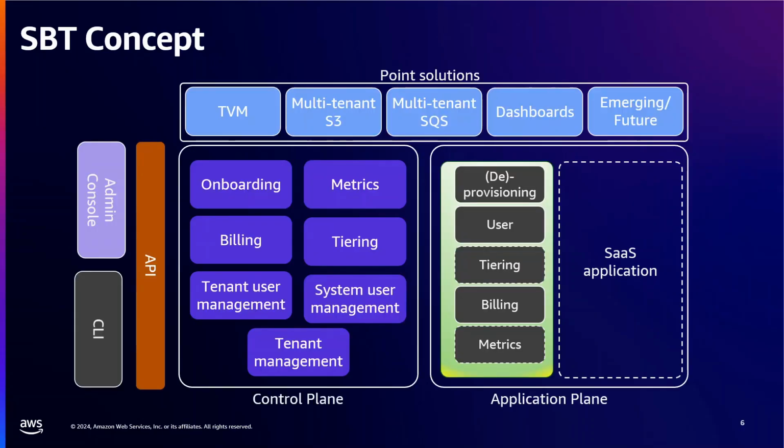When it comes to building a robust and scalable multi-tenant SaaS solution, the architecture plays a crucial role. At AWS, we have observed a recurring pattern among successful SaaS implementations: the separation of concerns into two distinct planes, the application plane and the control plane.